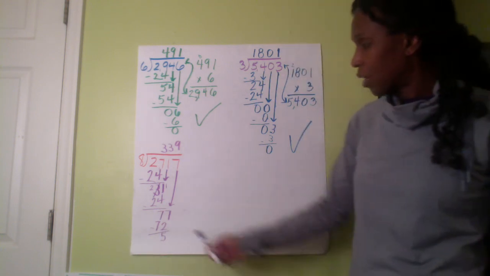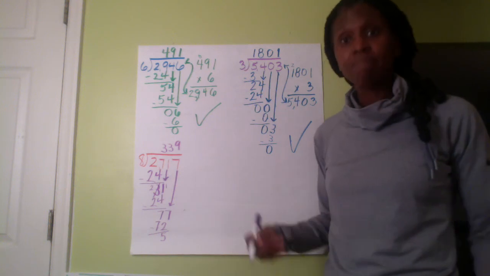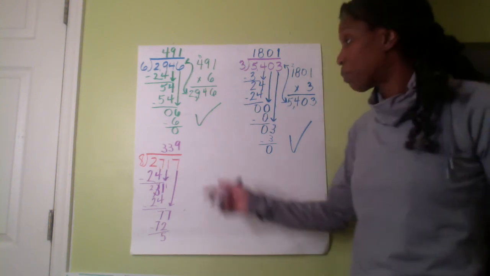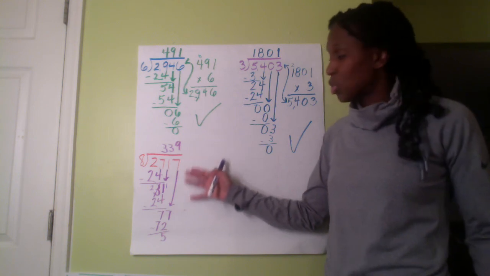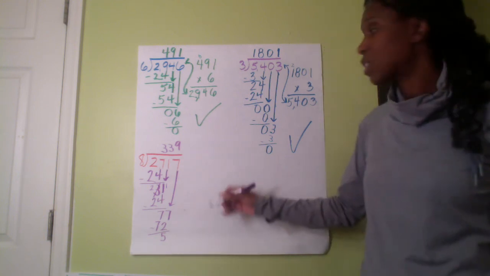So I need to compare. Is 5 less than 8? Yes, it is. So I would bring down another digit, except I don't have any more. I've used them all up. So instead of repeating, 5 is my remainder.